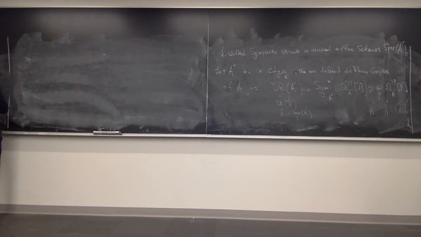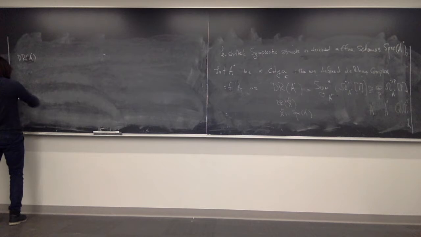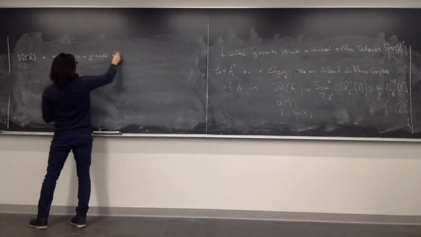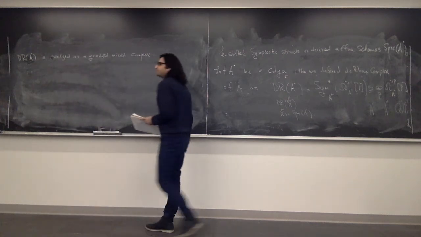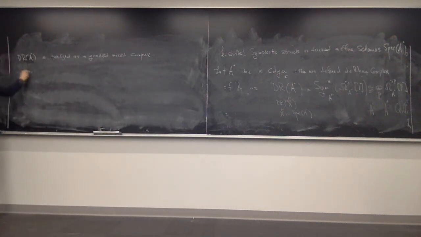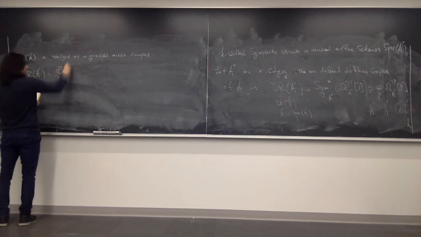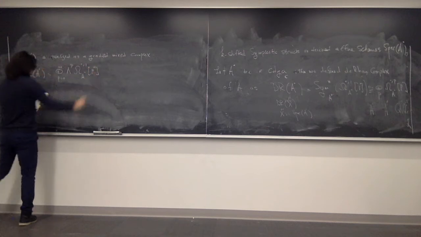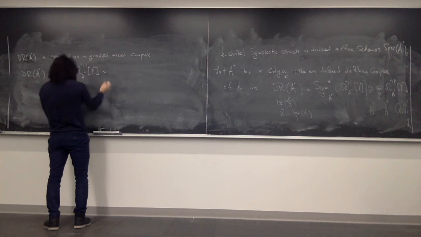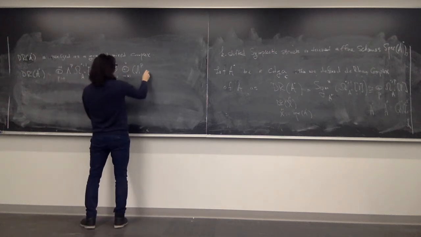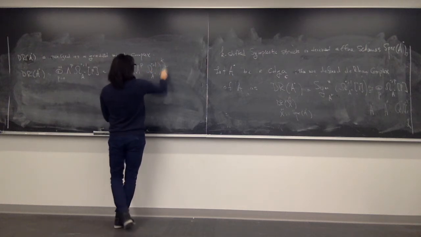So, how should I say it? I would like to define, so let's write it this way: the de Rham complex of A dot is realized as a graded mixed complex. So what does that mean? The de Rham algebra of A dot is simply the sum from p equals 0 to infinity of lambda p, these things shifted by p, which is the same as the sum over p from 0 to infinity, and k from minus infinity to 0, of lambda p omega 1 to the k shifted by p.